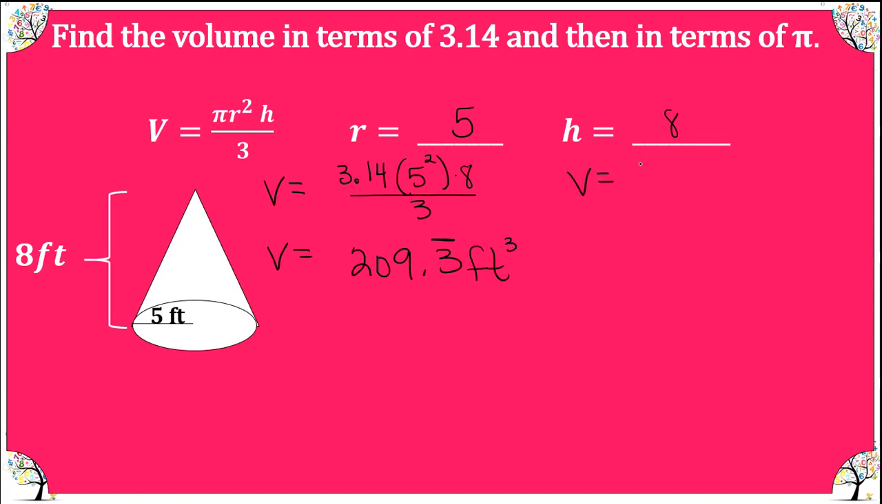Now when we do the volume in terms of pi, we're just going to use the symbol pi, and we are simply going to multiply 25 times 8 divided by 3, and that will be the coefficient of our pi. The symbol pi just acts like a variable. So we have 66.6 repeating times pi. So this is the volume, and it is feet cubed because we're working with 3 dimensions.